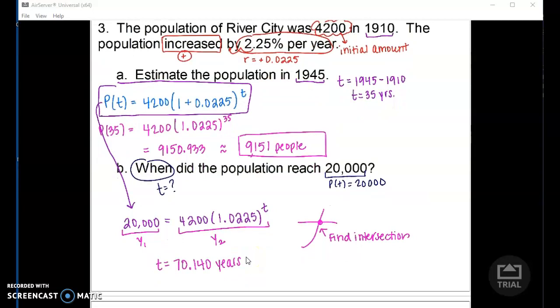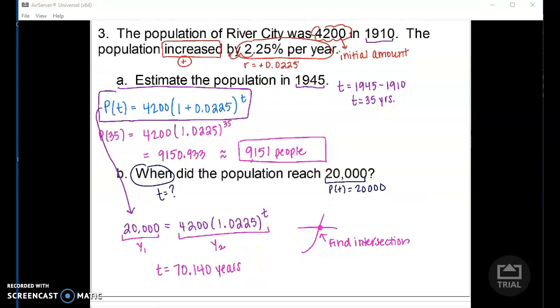Now it said when, and remember they referred to this starting in 1910. So first off, we're going to go ahead and round this up to 71 years, just because it's already into that. If it's 70 point, it's already like into January, February of that year. So 71 years. And we're going to take our original year that it started at, 1910, and add 71, and that'll put us in 1981. So in 1981, we would have that population of 20,000.